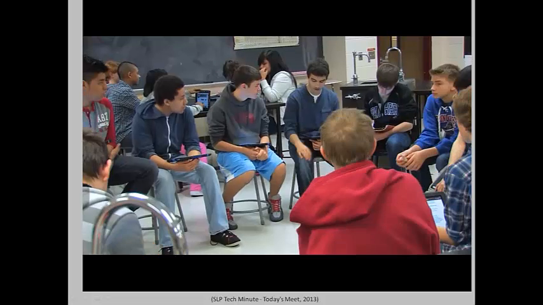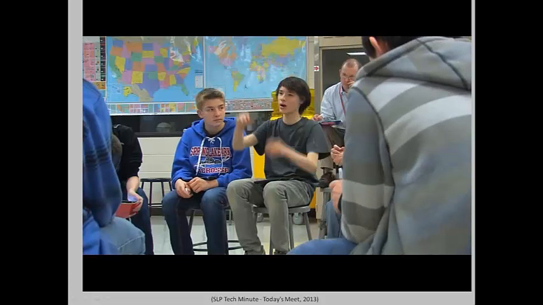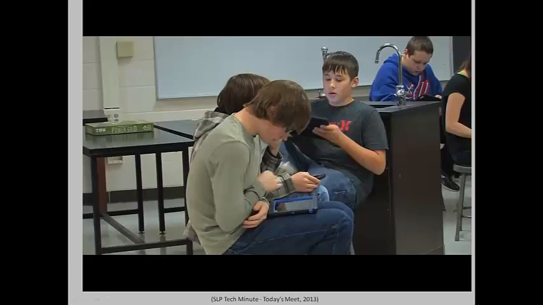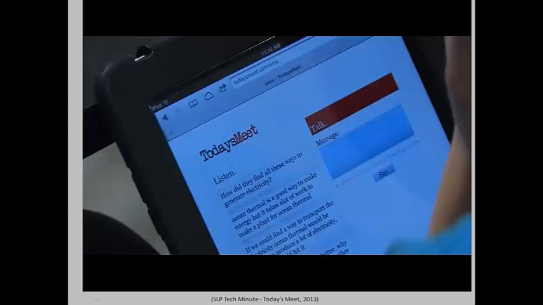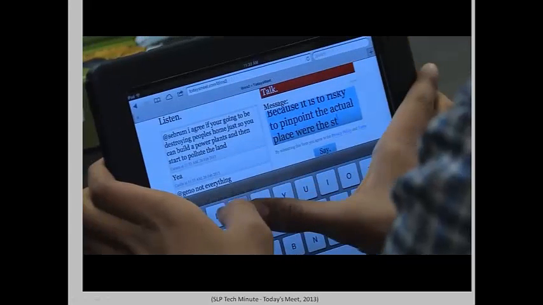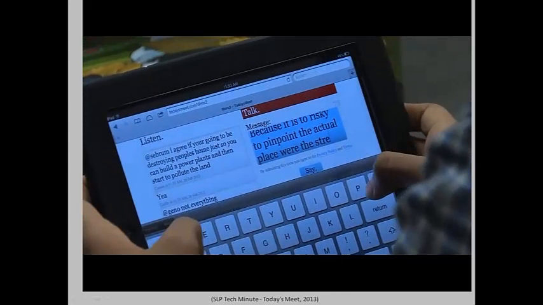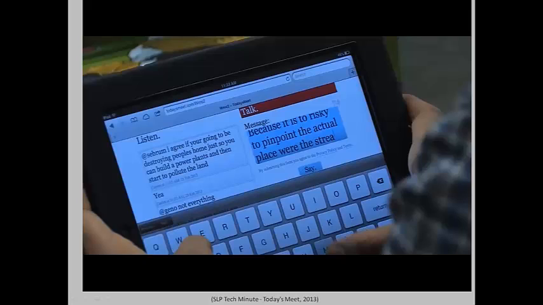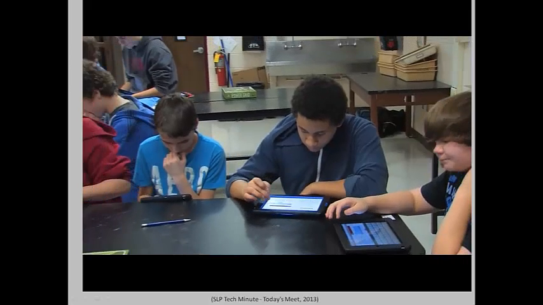Today my students were discussing alternative ways of generating electricity, and the internal ring of students was having a conversation with each other, while the outside ring of students was having discussion on a website called Today's Meet. Students can write comments and see a scrolling list of other comments, and they could respond to other comments or question other students about their statements or have a full discussion.